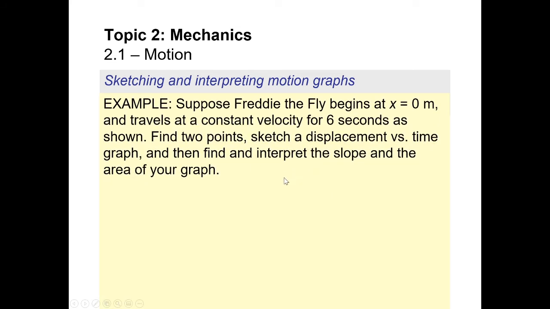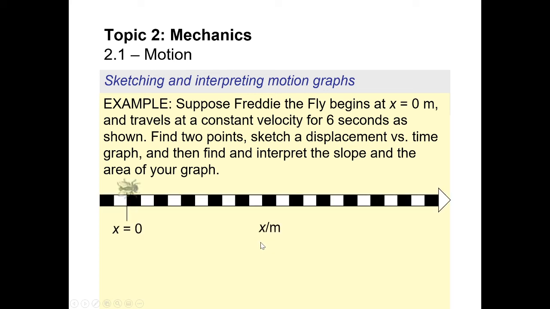Okay, suppose Freddy the fly begins at x is equal to 0 meters and travels at a constant velocity for 6 seconds as shown. Find 2 points, sketch a displacement versus time graph, and then find and interpret the slope and the area of your graph. Okay, so x is equal to 0. He flies for a constant 6 seconds, and he arrives at this later point. Okay, so x is equal to 0, x is equal to 18.